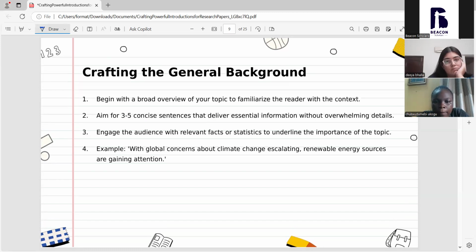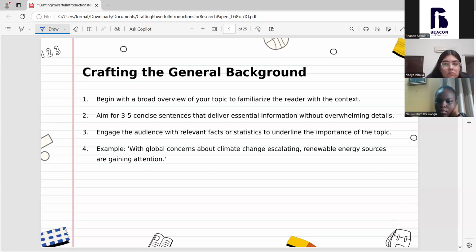In this section, provide information about the larger topic. Make sure not to go overly broad with details. Aim for 3 to 5 sentences that provide enough context for readers to understand the basics of the subject or the topic you are discussing. For instance, if you are studying renewable energy adoption, you might start with global concerns about escalating climate change. Renewable energy sources have gained significant attention as sustainable alternatives to fossil fuels. This is an example. This background is broad, but it introduces the reader to the overall topic and its importance.